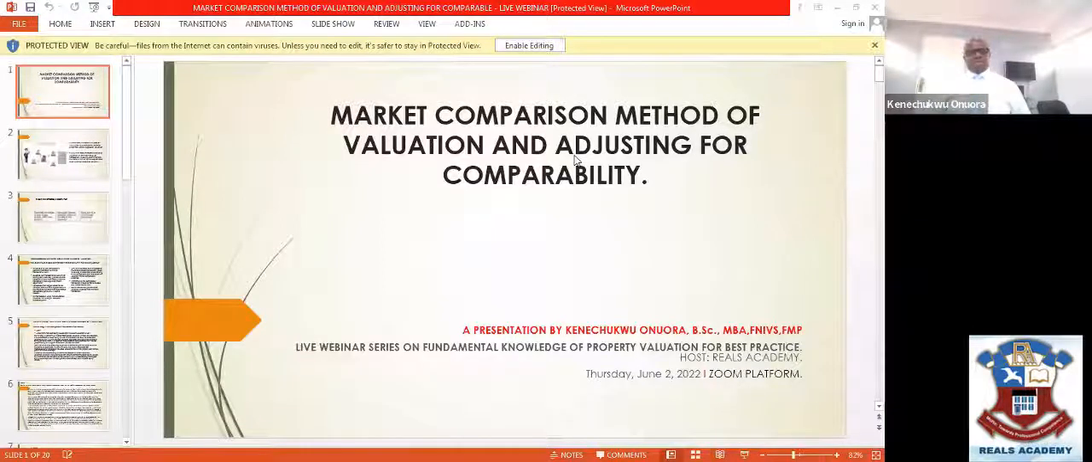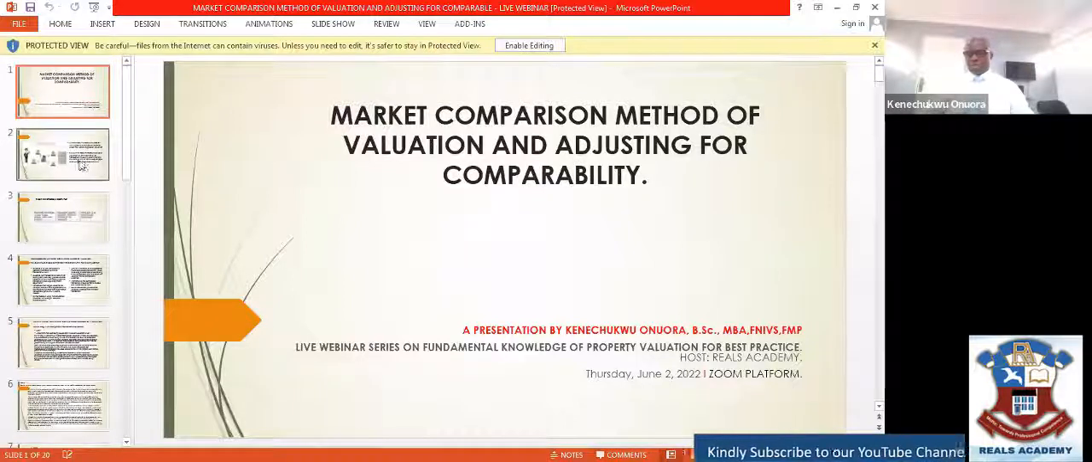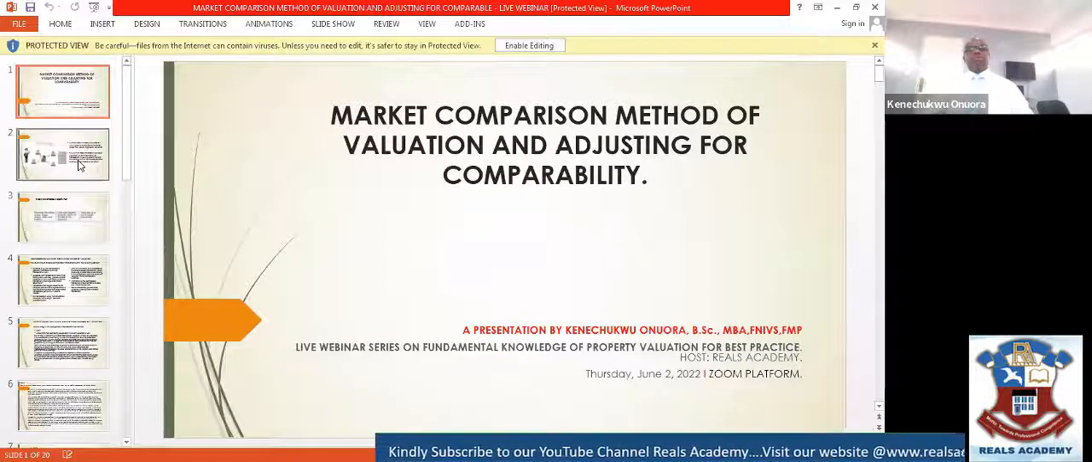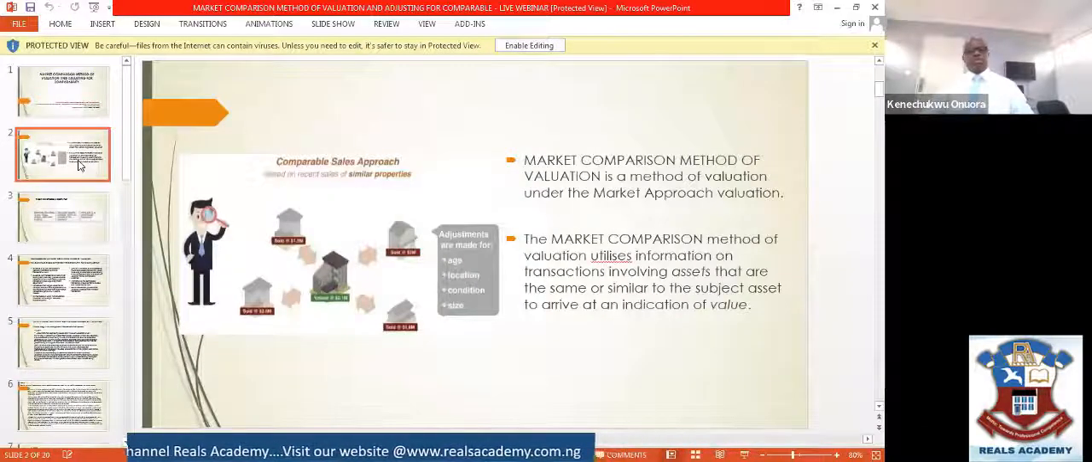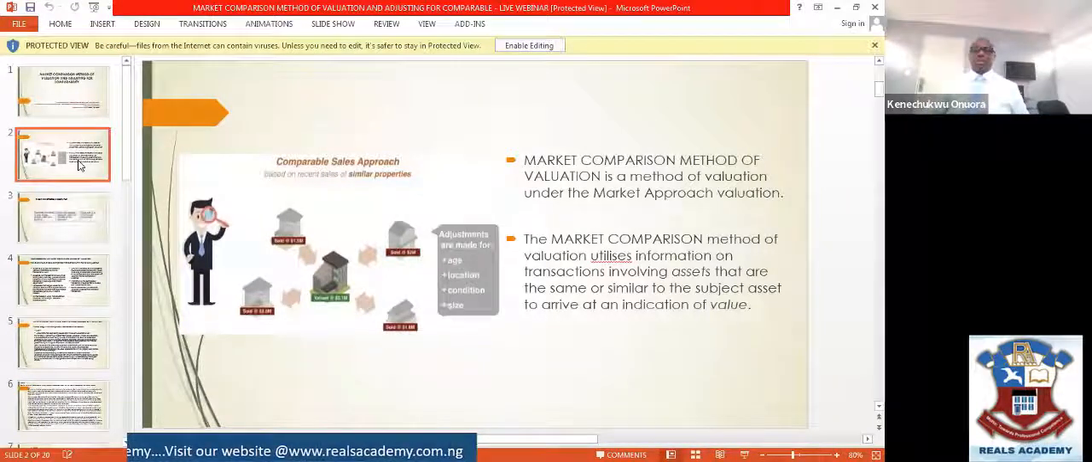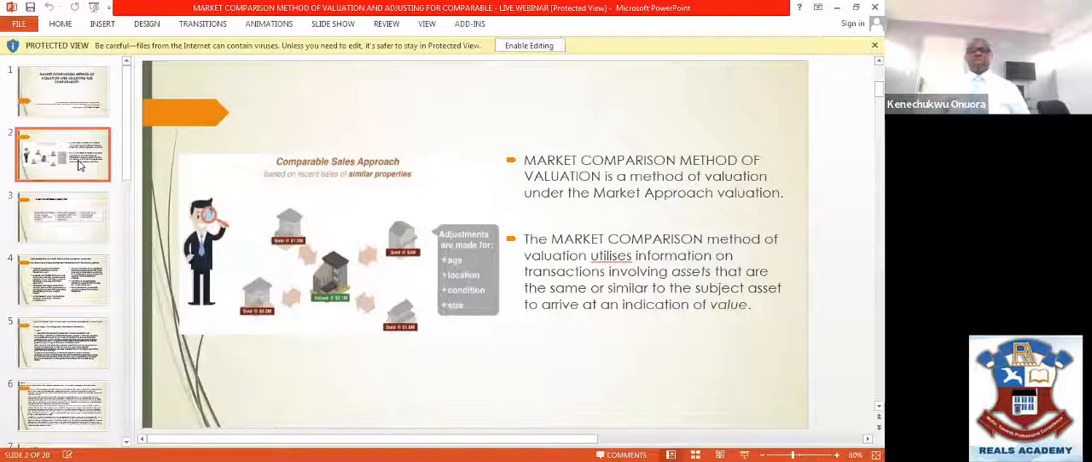So market comparison, the description: market comparison is a method of valuation under the market approach. What the market comparison does is to utilize information on transactions that have been done in recent times on same or similar assets. And that's what provides us with an indication of value.